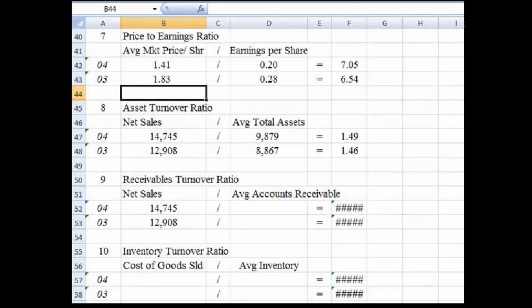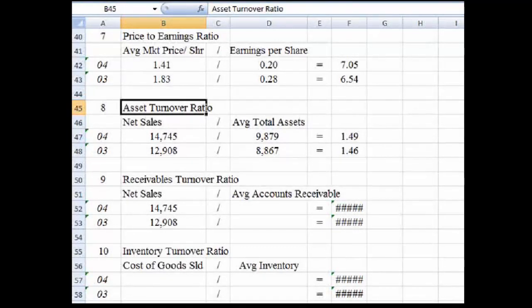The asset turnover ratio is the first of the efficiency ratios that will be examined. This ratio divides net sales by average total assets. As the book says, it helps a company to see how efficiently they are using their assets to generate sales.